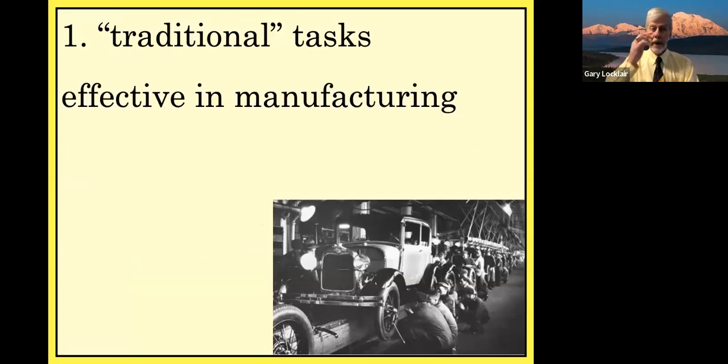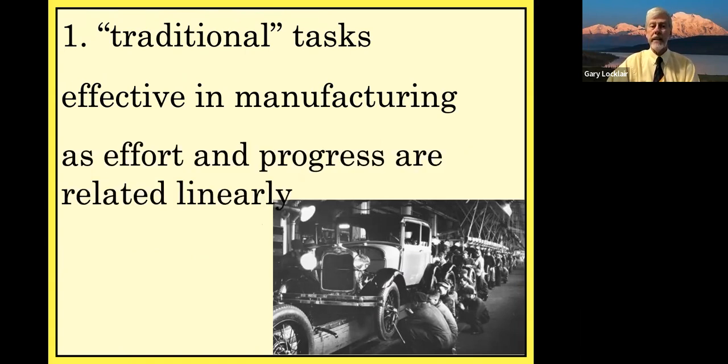So manufacturing, I mean, this was the assembly line idea, right? You want to make more Model A's? Well, you just add another line and more people, and guess what? You get more Model A's coming out the end. Effort and progress are related linearly. More effort, more progress. More workers, more apples, more workers, more Model Ts. Oh no, sorry, those are Model A's.